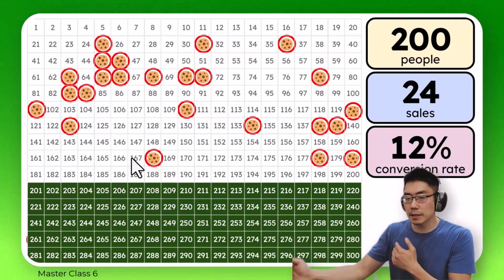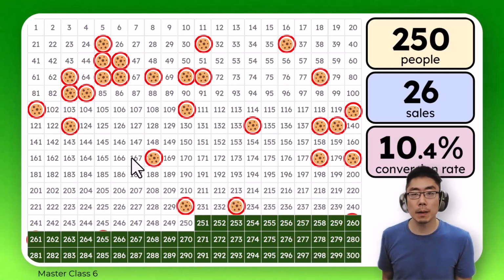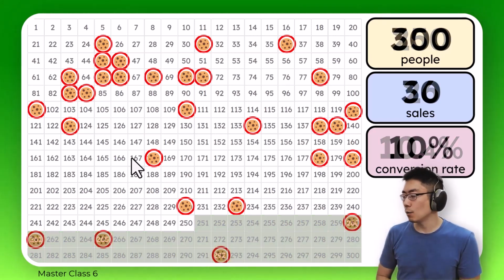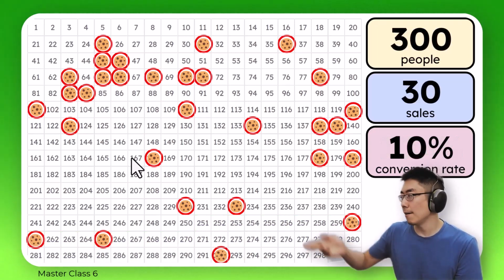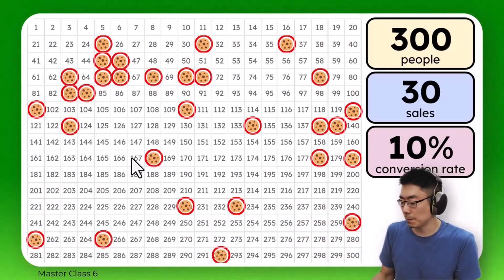So you can still see that there's some fluctuation in here. I might chat with 250 people. 26 people made sales, and my conversion rate's now down to 10%. And finally, when I finish with all 300 people, I've made 30 sales. The conversion rate is the actual conversion rate of the game, which is 10%.